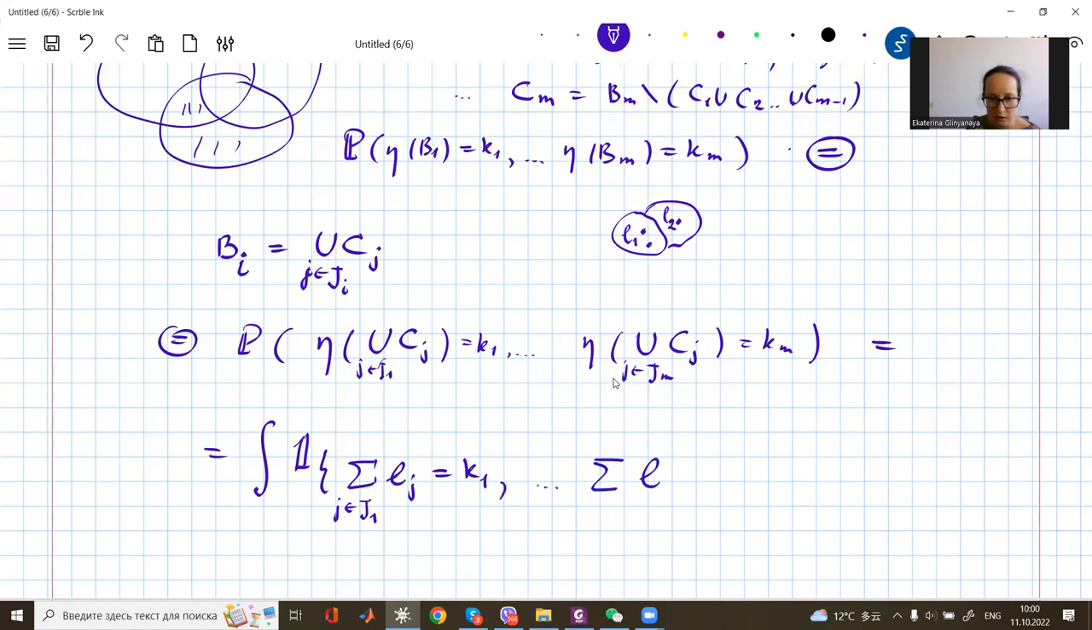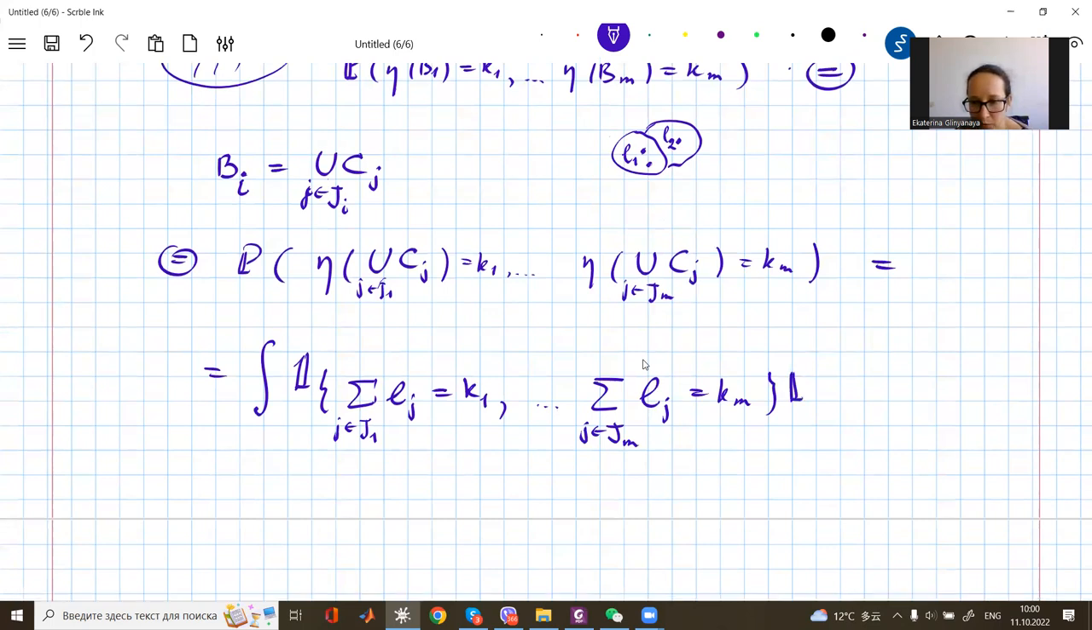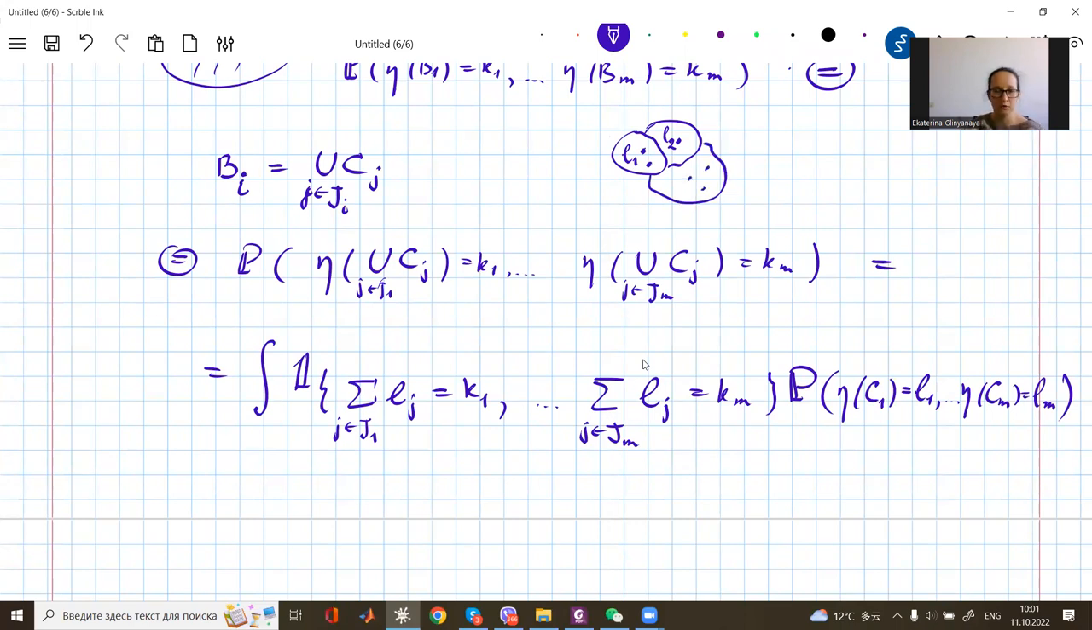And L dot again is equal to the union of Km, and this is in L M. If I write the integral, then this will be the distribution, so the probability that eta of C1 is equal to L1 and so on, eta of Cm is equal to Lm. So I consider all possible numbers of points in these non-intersecting subsets C, such that they form these numbers K.